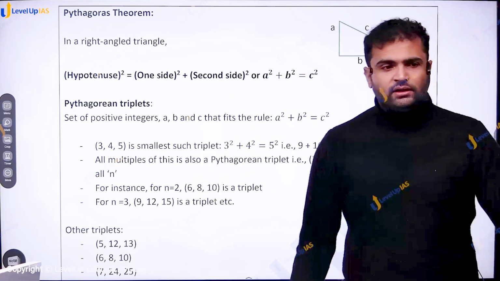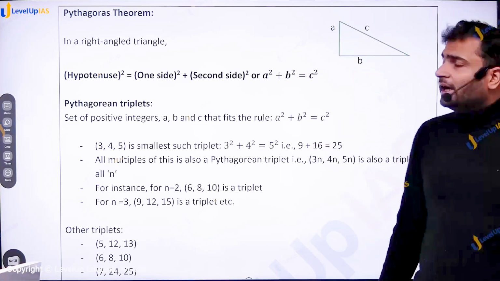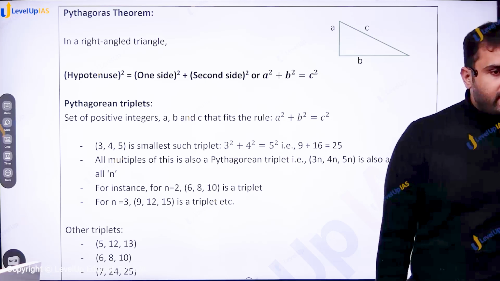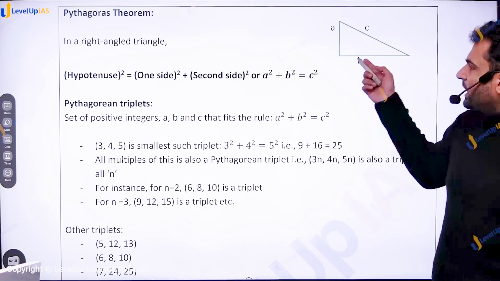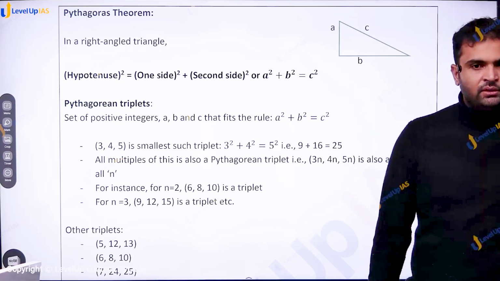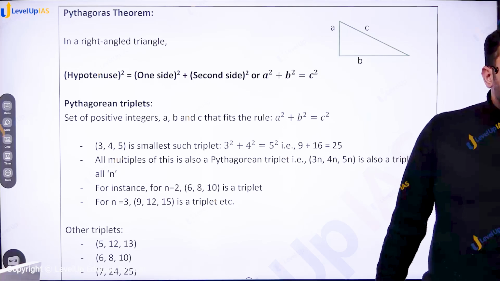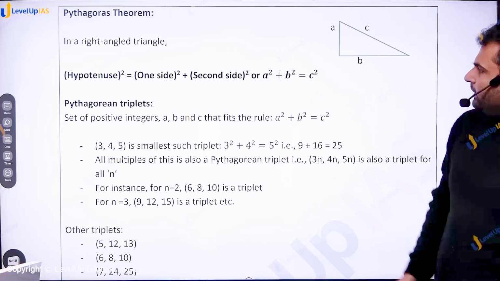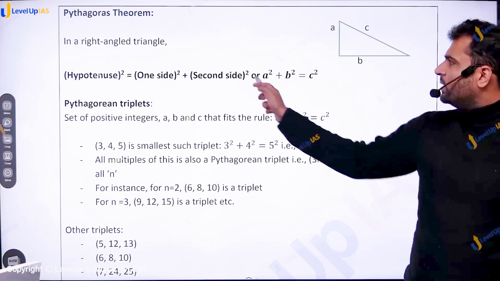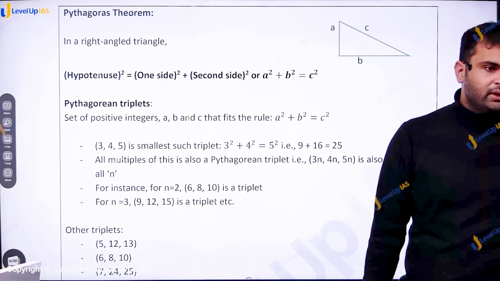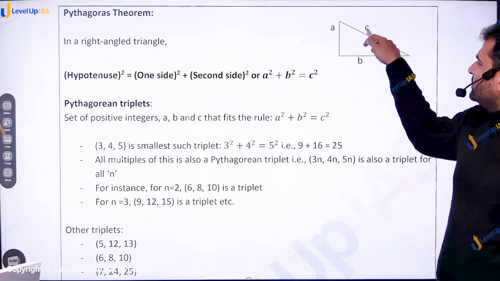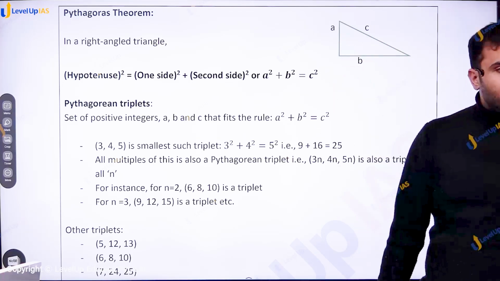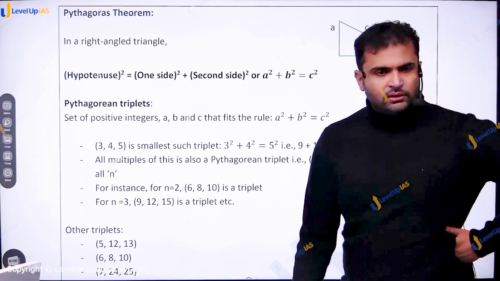What does it say? It simply says that in a right angled triangle, what is a right angled triangle? One of the 3 angles of the triangle is 90 degrees. In a right angled triangle, hypotenuse square is one side square plus the second side square. So here a square plus b square is equal to c square. Simple, very easy.